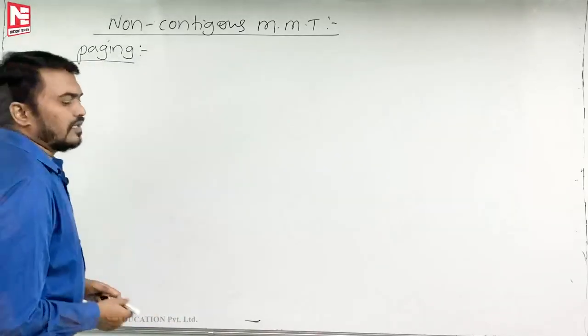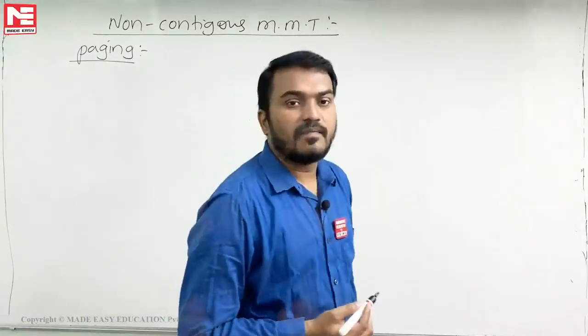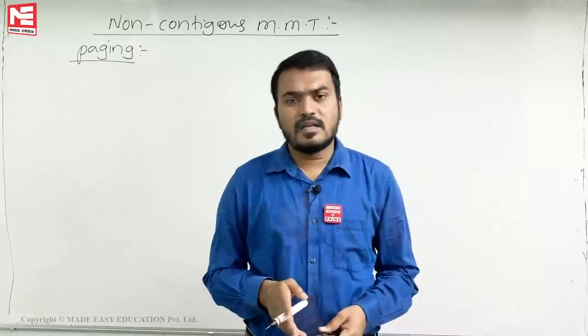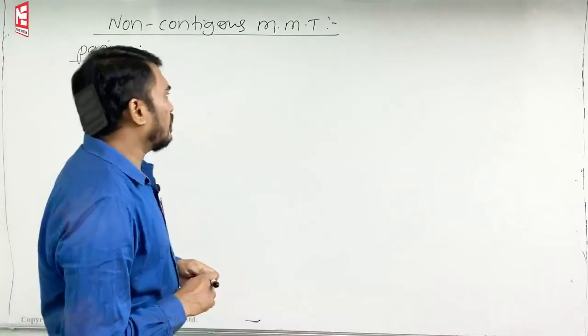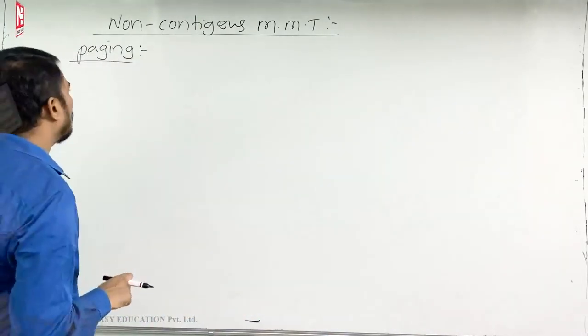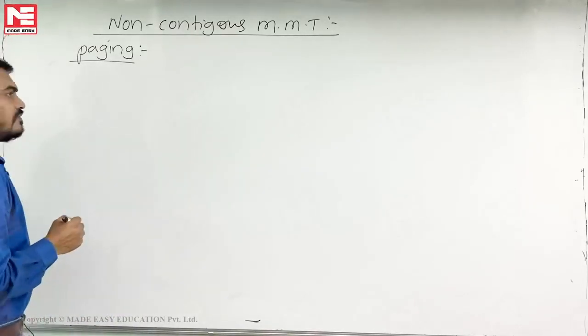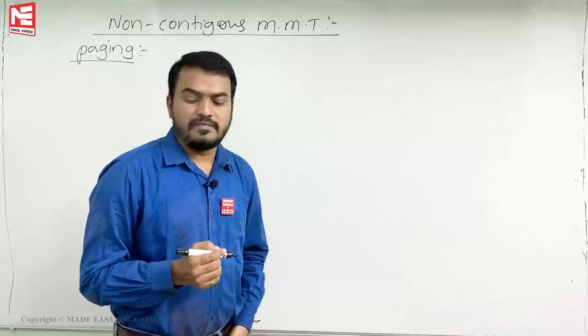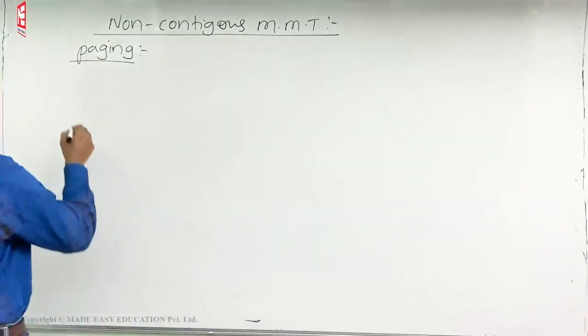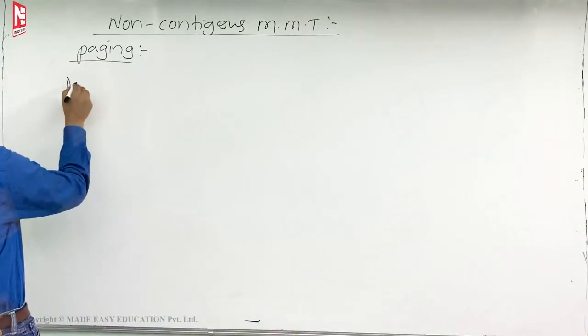Is that clear? So how are we going to implement paging and what is the meaning of paging? We'll understand everything in detail, with all the questions. First of all, just understand the simple basics. In paging, we use some terminology. Okay, note down. First copy this.